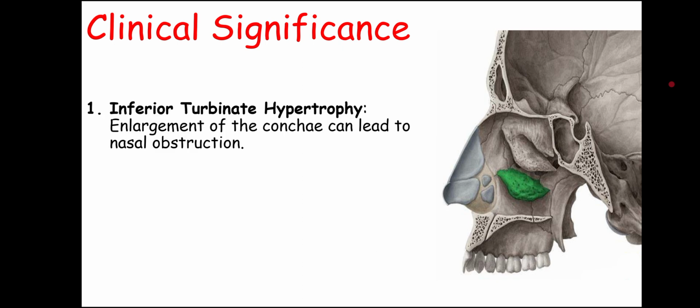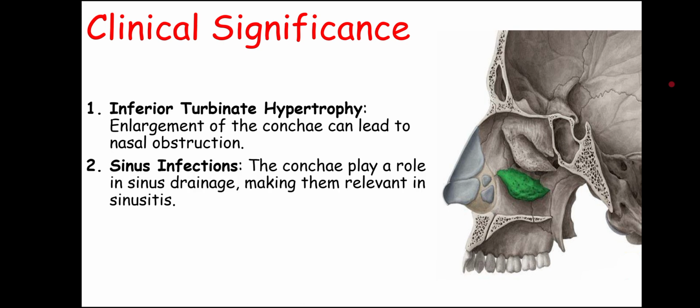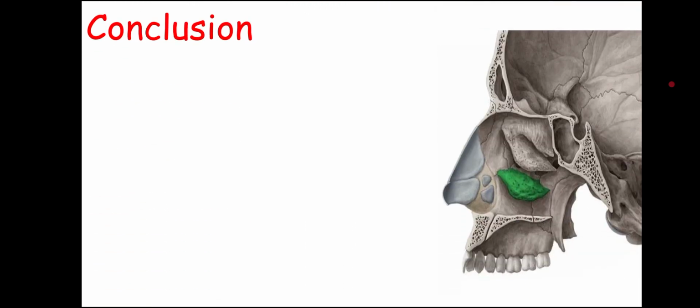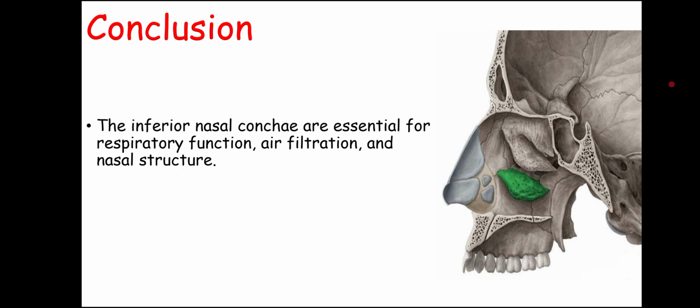Now let's talk about the clinical significance of inferior nasal conchi. The first significance is inferior turbinate hypertrophy, as enlargement of the conchi can lead to nasal obstruction. The second significance is sinus infection, as the conchi play a role in sinus drainage and thus are relevant in sinusitis. The third significance is surgical importance, as it is often involved in procedures like turbinate reduction for breathing improvement.